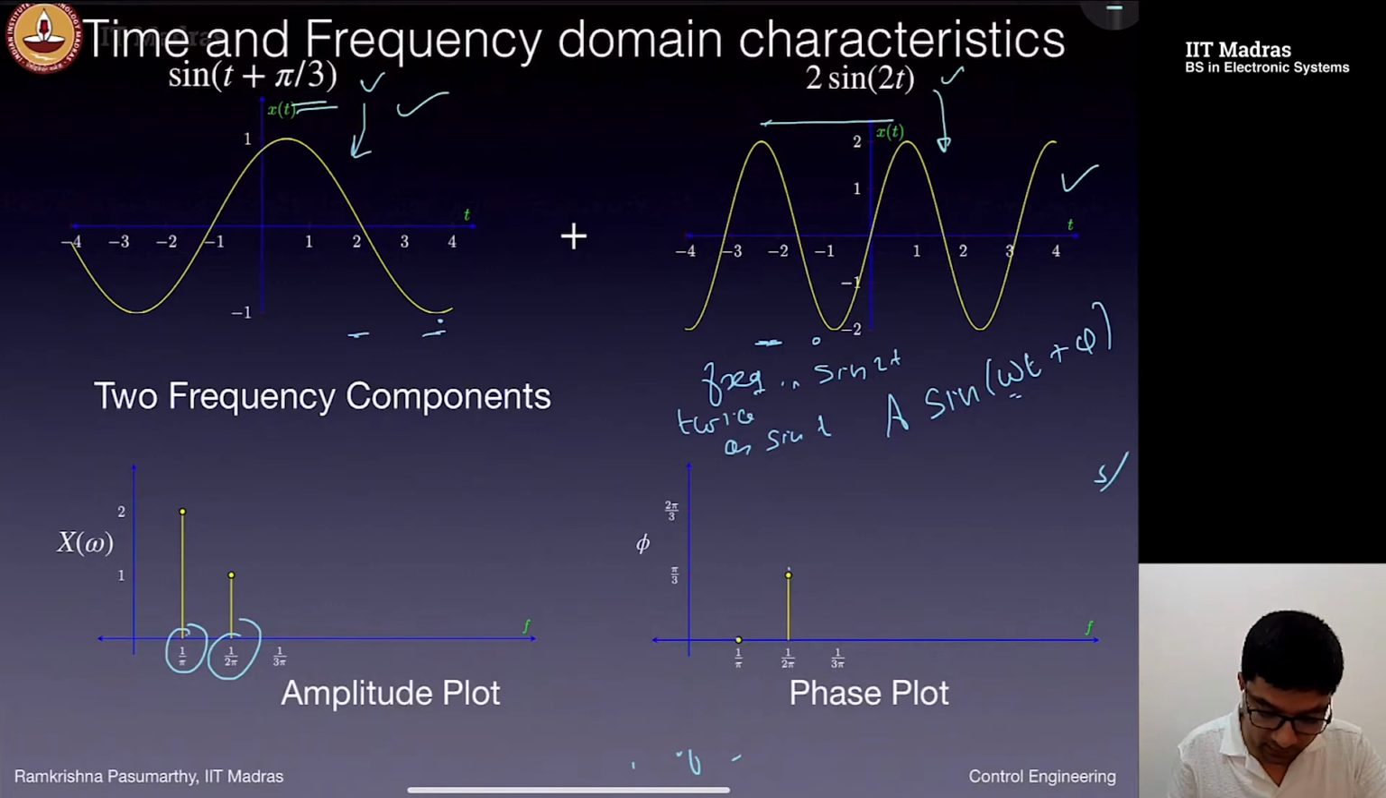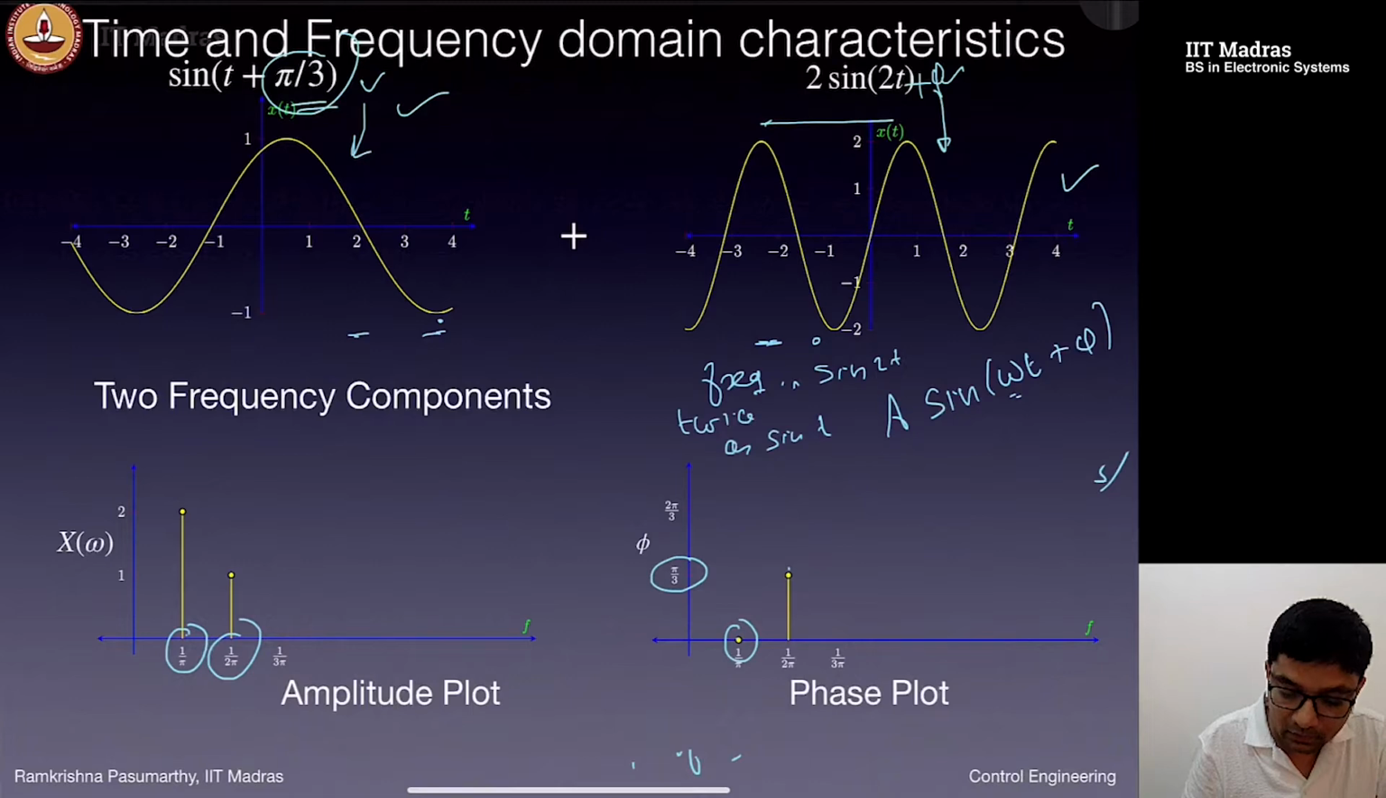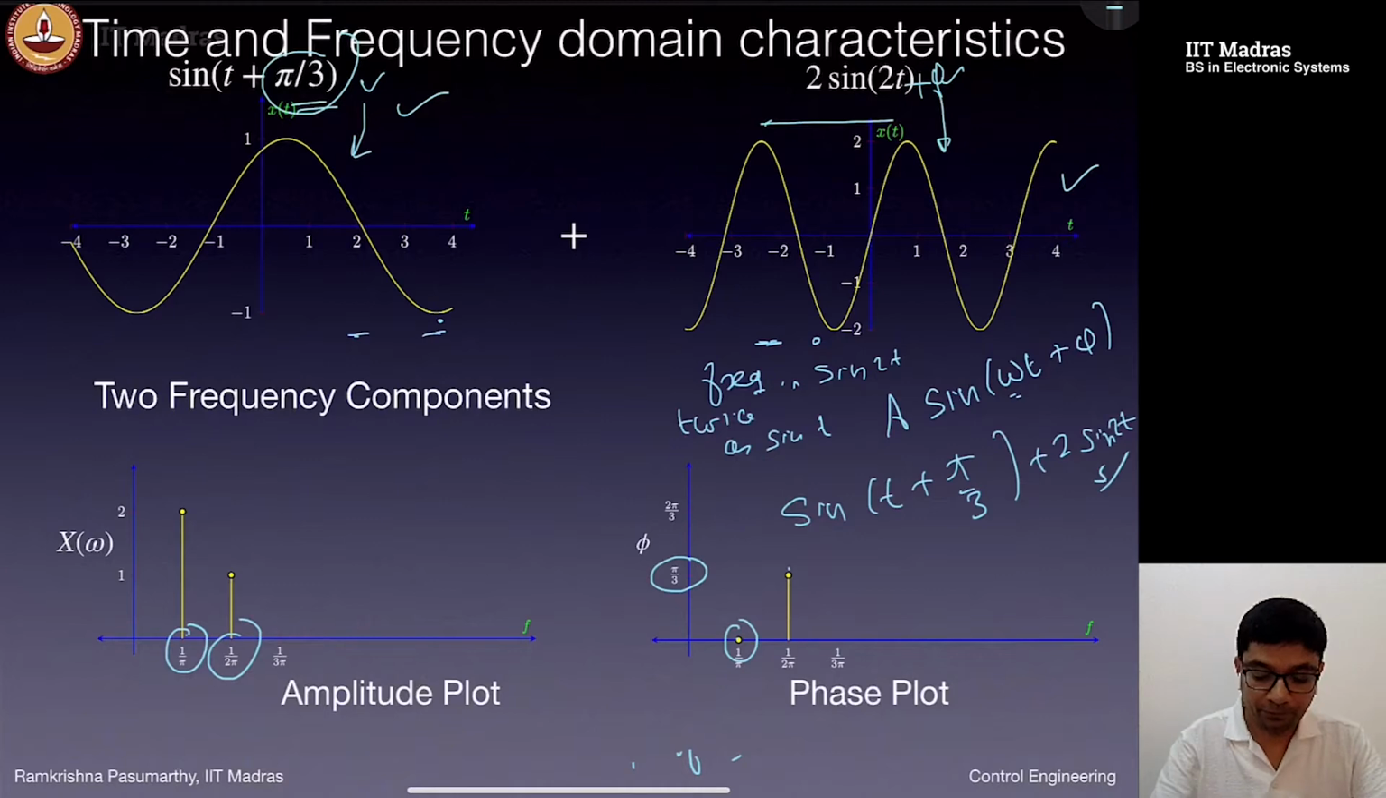Similarly, I have a phase plot. For the first component there is no phi, and the second component has a phase shift of pi over 3. So this is the frequency domain representation of my signal, which was originally sine t plus pi over 3 plus 2 sine 2t.